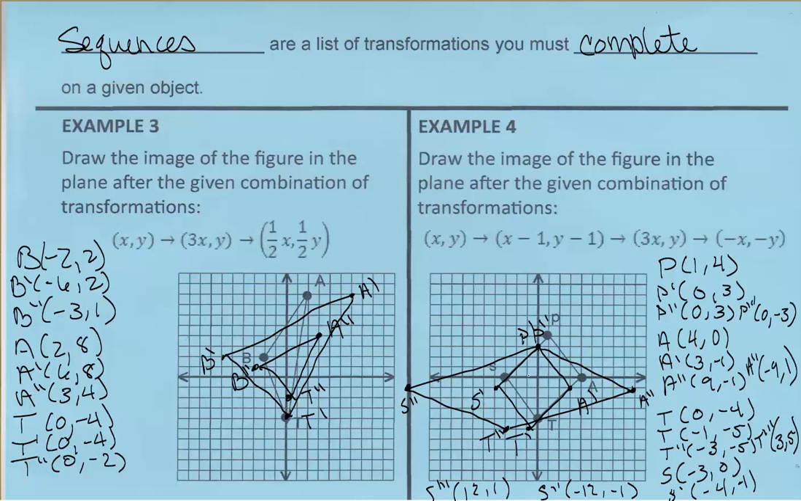So P triple prime is still at 0, negative 3, so that's my P triple prime as well. And at negative 9, 1 is my A triple prime. 3, 1, 2, 3, 4, 5 is my T triple prime. And then 12, 1, that would be about there, is my S triple prime.